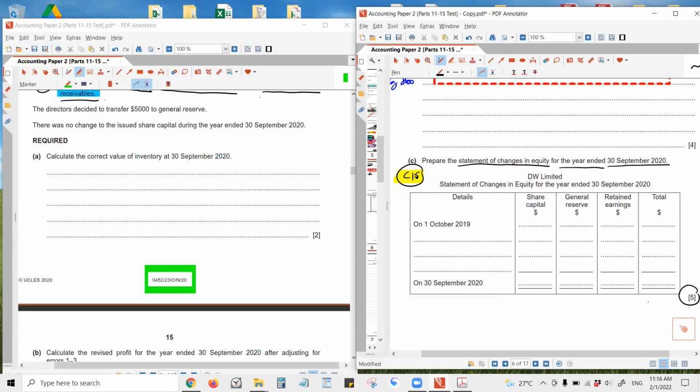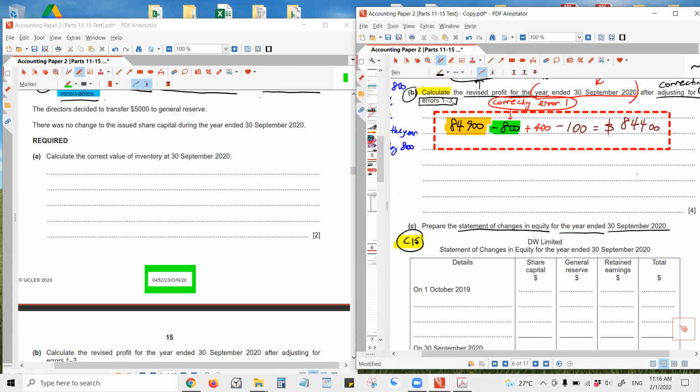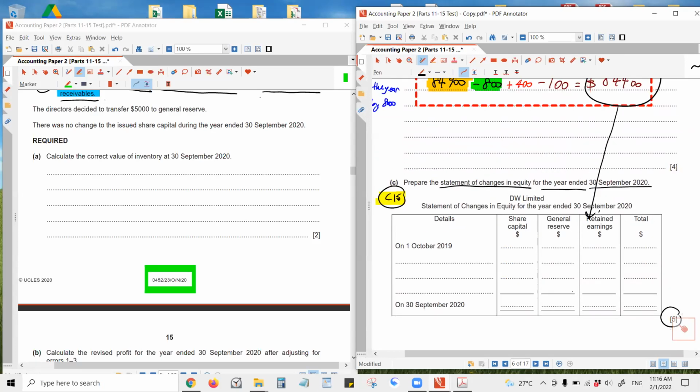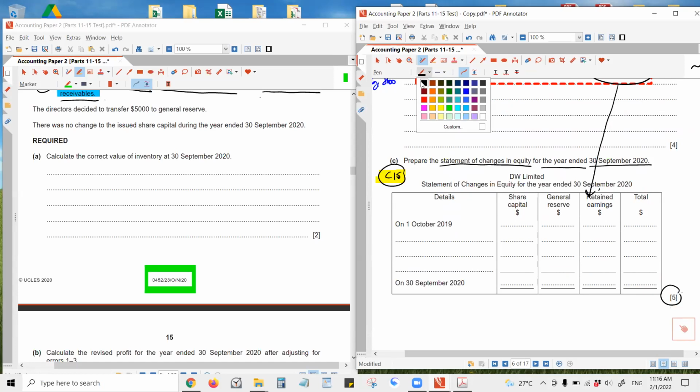Can you see? So remember just now we found the corrected profit for the year. Let's bring it down here first. Even though I've not looked at other parts of the question, we know that we should bring this profit for the year into the retained earnings column. Let's do it. So write the amount 84400. Here write profit for the year.